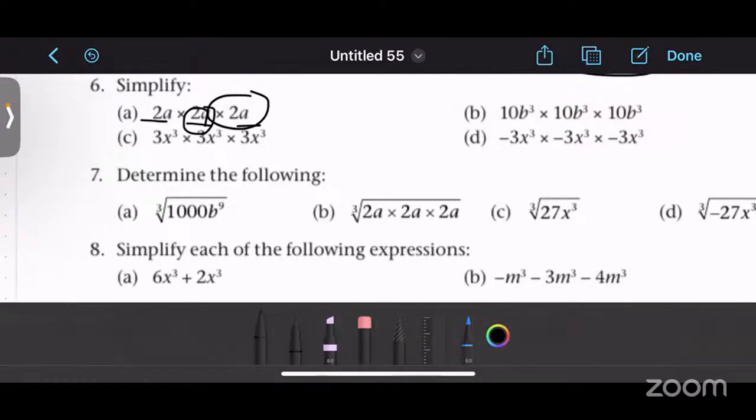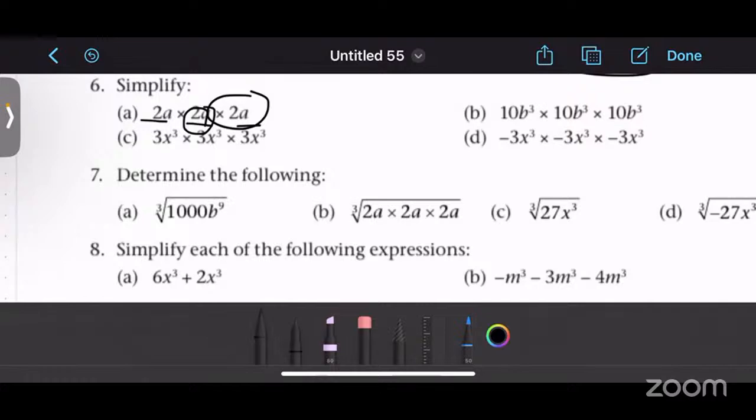Let's look at B. We have 10b to the power of 3 multiplied by 10b to the power of 3. So it's 10b to the power of 3 that is going to multiply by itself 3 times or 2 times. It's going to be 10b multiplied by 10b, that is going to be for the first time. The second time is going to be multiplying with a 10b to the power of 3.